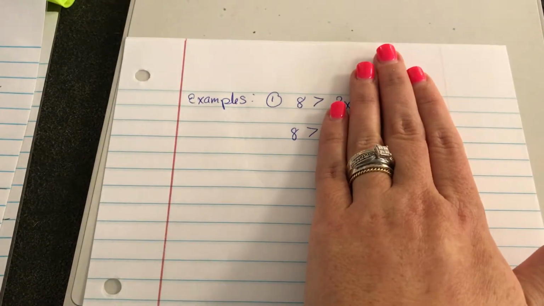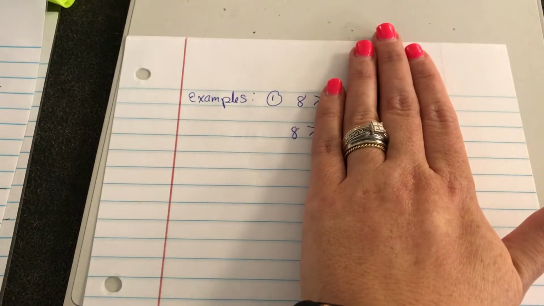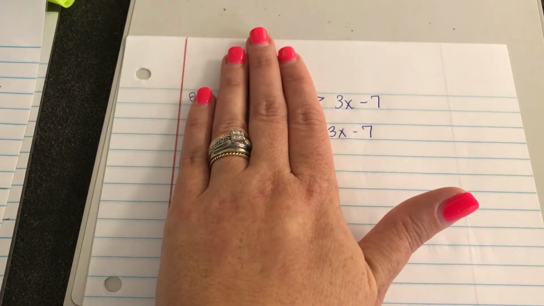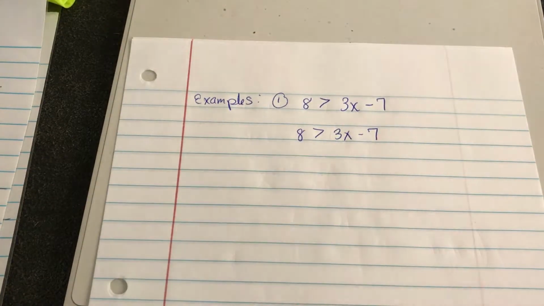Can I distribute on the left? No. Can I distribute on the right? No. Can I combine like terms on the left? No. Can I combine like terms on the right? No. So I should have what type of inequality? Two-step. A two-step inequality, do I? Yes. So now what do we do when you get to a two-step inequality?